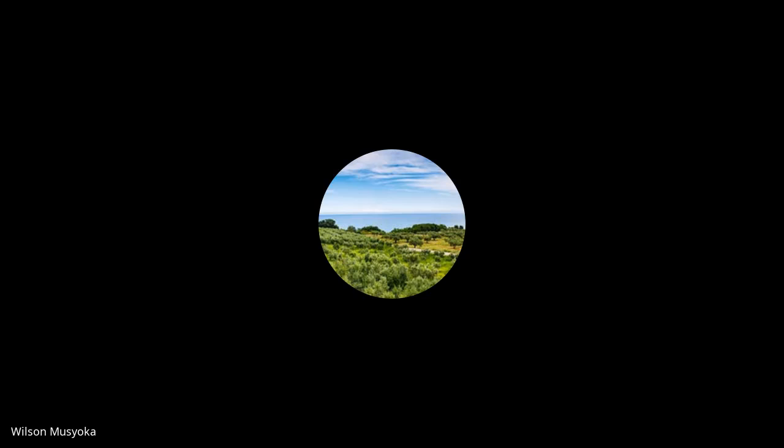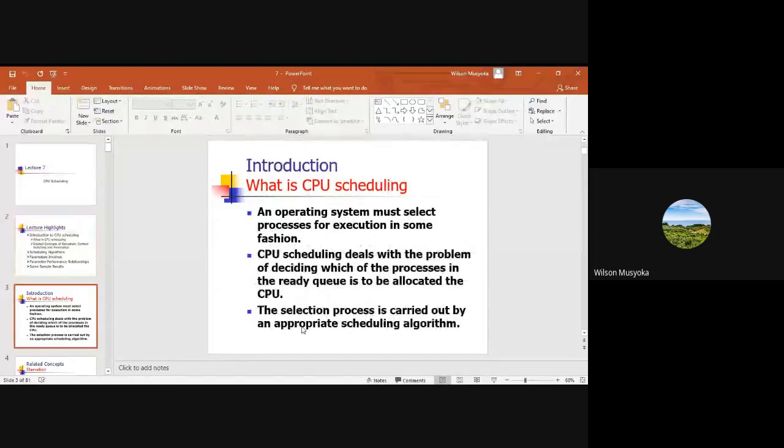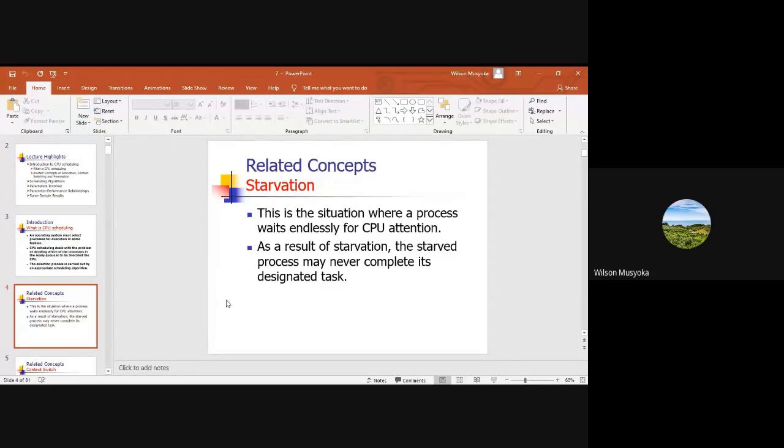So I hope you are able to see this one. When we are talking about CPU scheduling, what exactly do we mean? So it is the work of the operating system again to do scheduling. Who accesses the CPU and at what time and who follows next. That is very important. And that selection process is normally carried out by an appropriate scheduling algorithm. So I want you to look at CPU scheduling and the scheduling algorithms which are there.